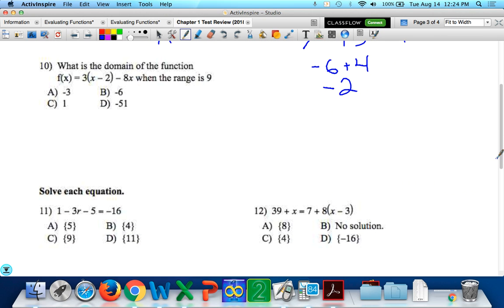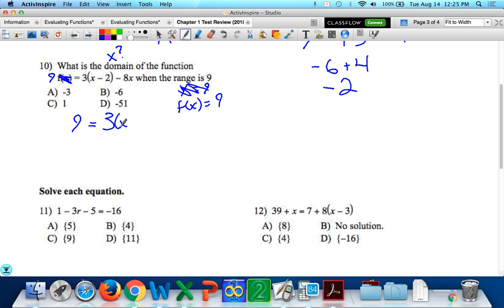Number 10 flips the script on you, and a lot of people have been messing this one up. Be very careful. Notice, in this problem, they say, what is the domain? So we're looking for x of this function when the range, or y value, is 9. Well, we look up here and say, oh, but there's no y value in our equation, so what good is this? Well, we know that y is the same as f of x. So our range is 9. We replace that over here and begin solving the function.